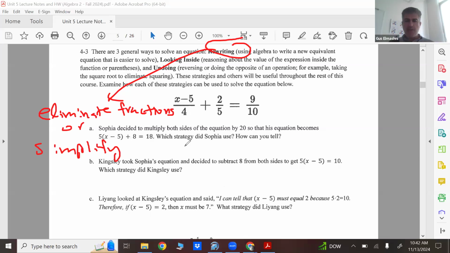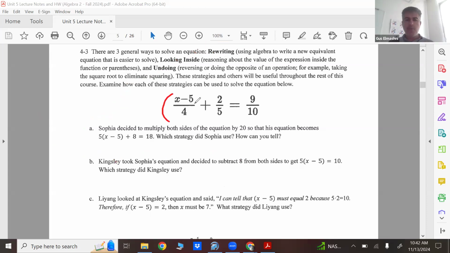So Sophia decided to multiply both sides of the equation by 20, so that this equation becomes that. What strategy did she use? She basically used a rewriting strategy. And how can you tell? Because it's a way to simplify. So let me actually show you that strategy right now. You multiply both sides by 20, like this.